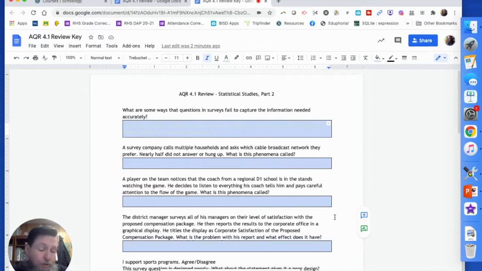This is the review for the second part of our Statistical Studies unit, Unit 3 in AQR. It's AQR 4.1. It's the first test we have for the second semester. And I'm going to go ahead and get reviewing on this information. Understand this is just a brief view.